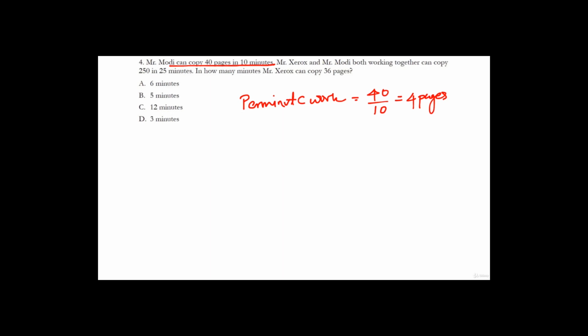Now for the combined work, Modi and Xerox together make 250 copies in 25 minutes. So in 1 minute it will be 250 divided by 25, which is 10 pages. So they can copy 10 pages together in 1 minute. In how many minutes can Mr. Xerox copy 36 pages? So we have to find out the time taken for Xerox to copy 36 pages.